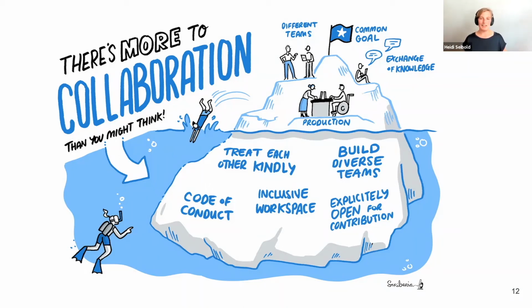And I really like this image of the iceberg, and there's some parts that everyone sees when they think about collaboration, but there's so many things that people might not be aware of usually when we're talking about building a great community. Things like treating each other nicely, building diverse teams, having a code of conduct, having an inclusive workspace, or being explicitly open for contribution.